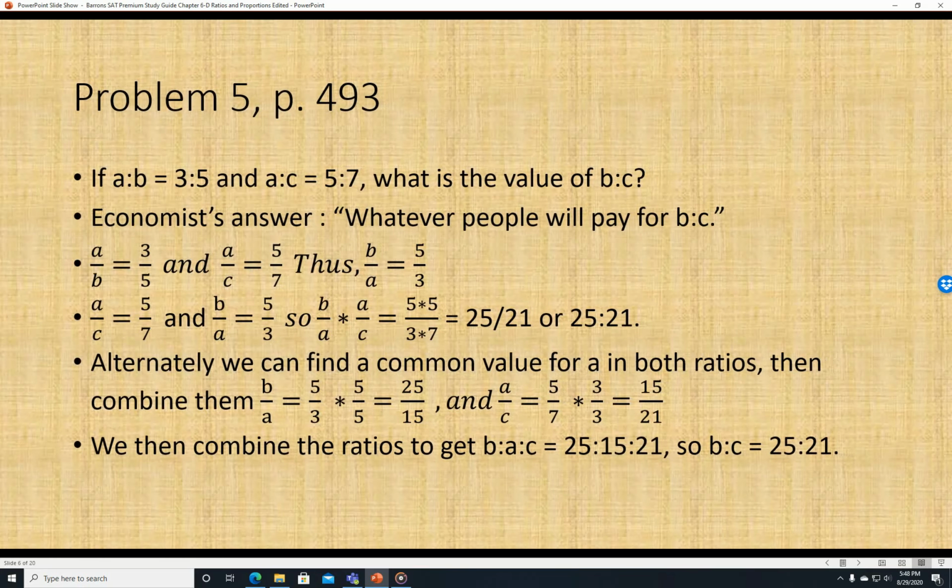Problem 5, page 493. If a to b is 3 to 5 and a to c is 5 to 7, what's the value of b to c? Now, an economist might joke with you and say, well, the value is whatever people will pay for it, so the value of b to c must be whatever people will pay for b to c. Ha ha ha.